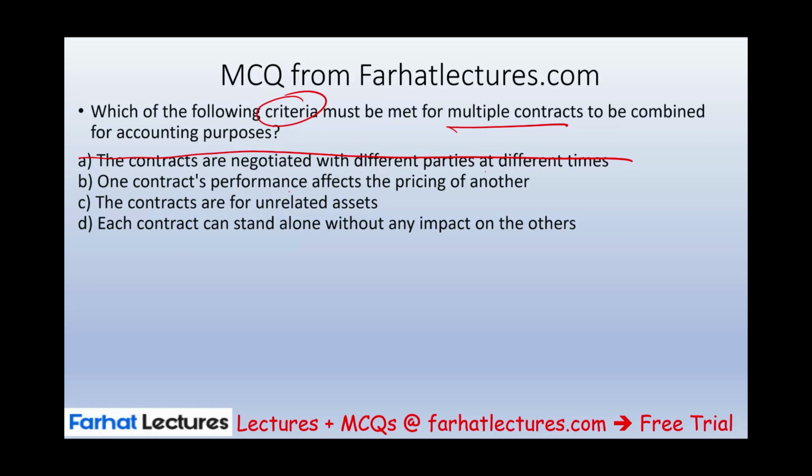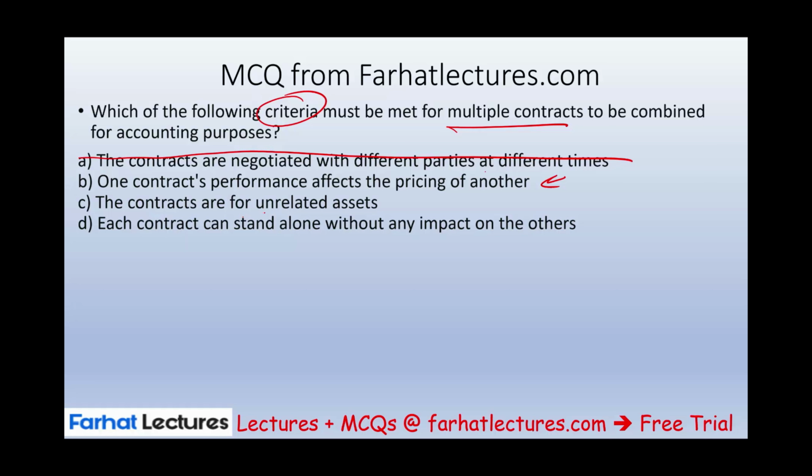B: One contract's performance affects the pricing of another. So simply put, if we take one and not the other, they influence each other. Well, it looks like there's some kind of connection between the two assets, because if they are totally independent, then they may not be affecting each other. So there's something here, but let's look at C and D.